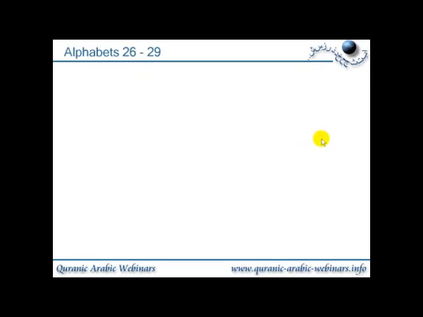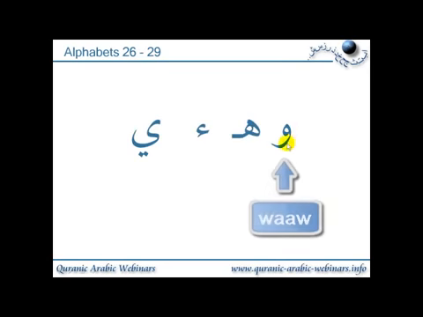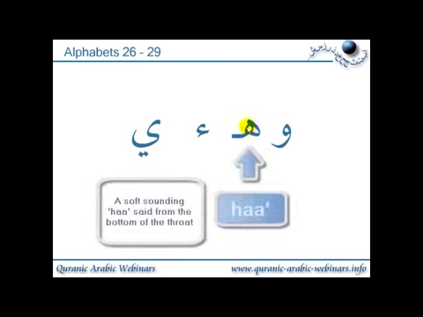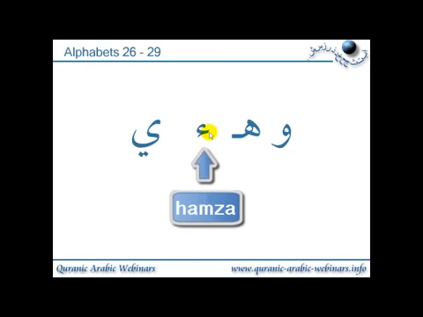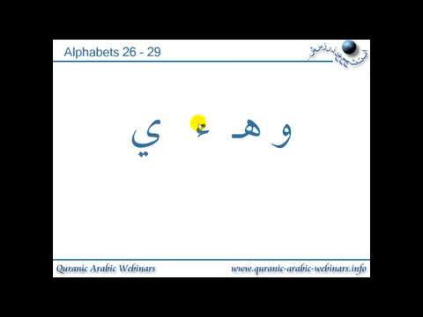Alphabets 26 to 29. First letter here is known as wow. This one with the 2 sort of loops is known as ha. This symbol or this letter is known as hamza. And this is the one that some people do not write in the alphabet, which would make it only 28 long. Next one, this big sort of S with the 2 dots underneath is known as ya.